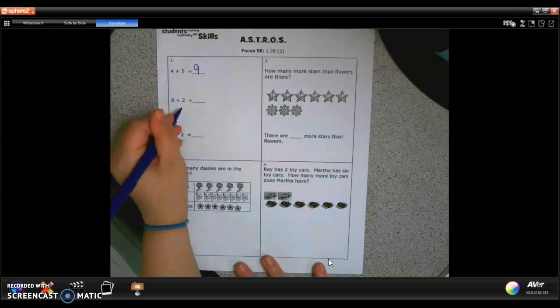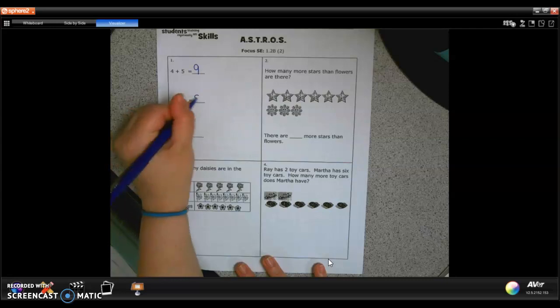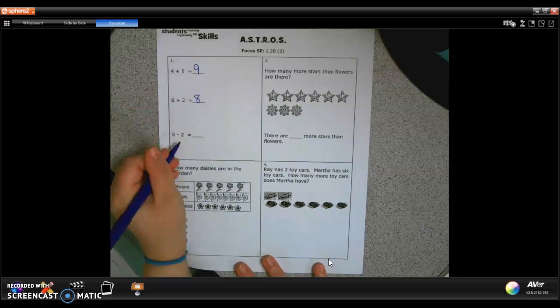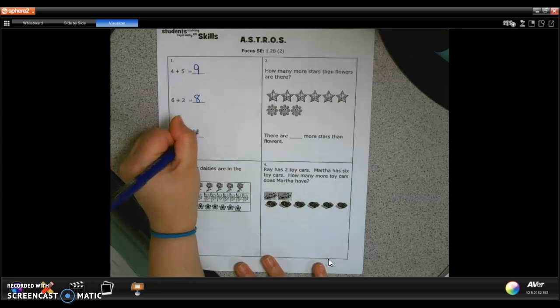For this, I'm going to do 6 plus 2. So 6 and 2 more, 6, 7, 8. For this one, 6 minus 2, I have 6 and I'm going to take away 2, which is 4.